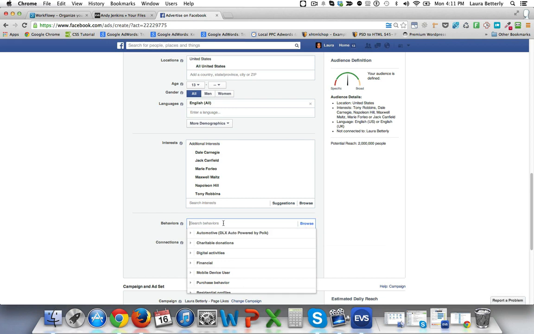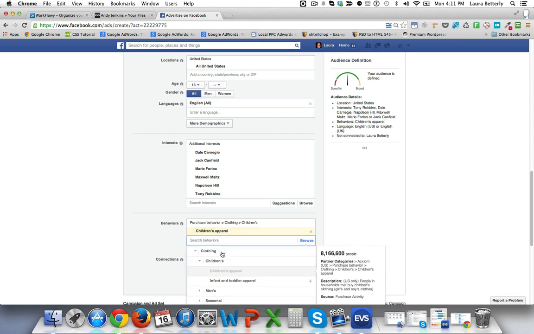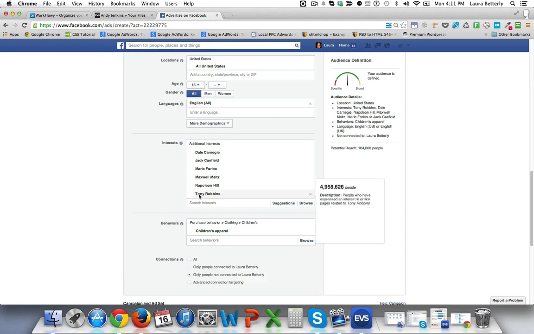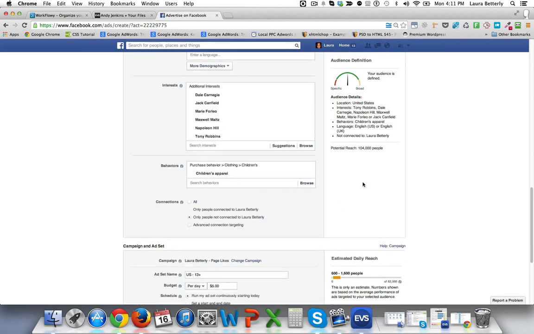Behaviors. Now this is kind of interesting. This will give you information like motorcycle driver, or if they're purchasing vehicles, or purchase behavior, if they purchase clothing, children's clothing. So here we have an audience of people who like these particular things, right? And an audience of that. And you can break these out.